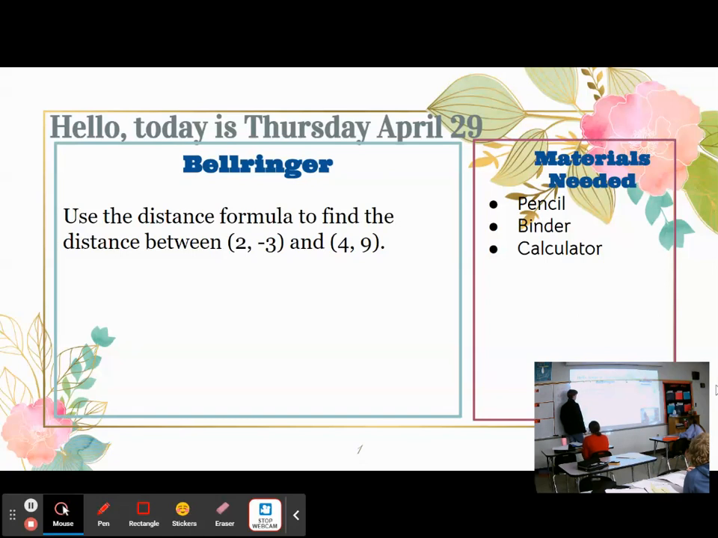And now we just solve it. So what's 4 minus 2? 2. Okay, so we're going to write down a 2. It's 4 minus 2 squared. Okay, so don't forget your squared. And then we do 9 plus 3. What's 9 plus 3? 12. Okay, now we got to do our exponents.